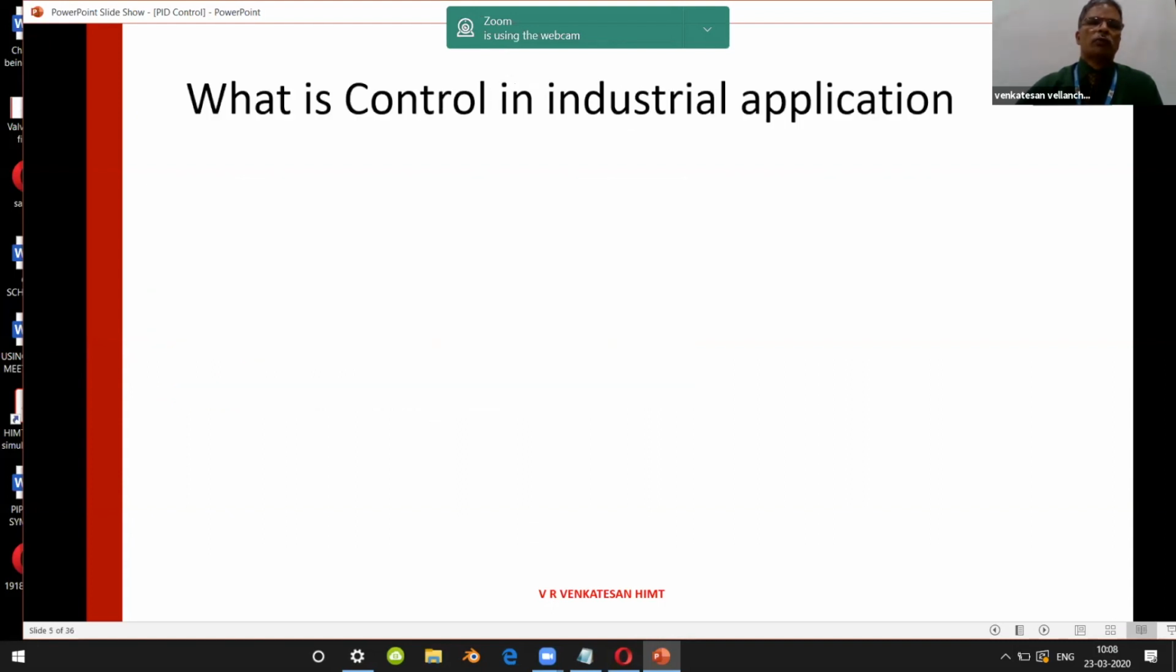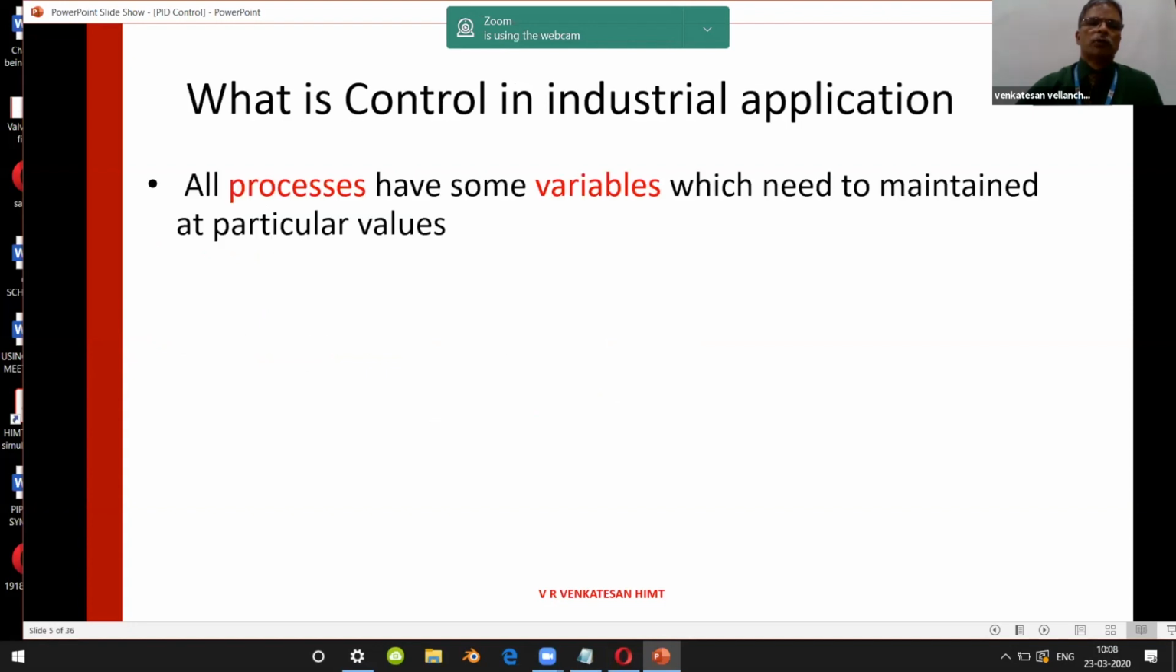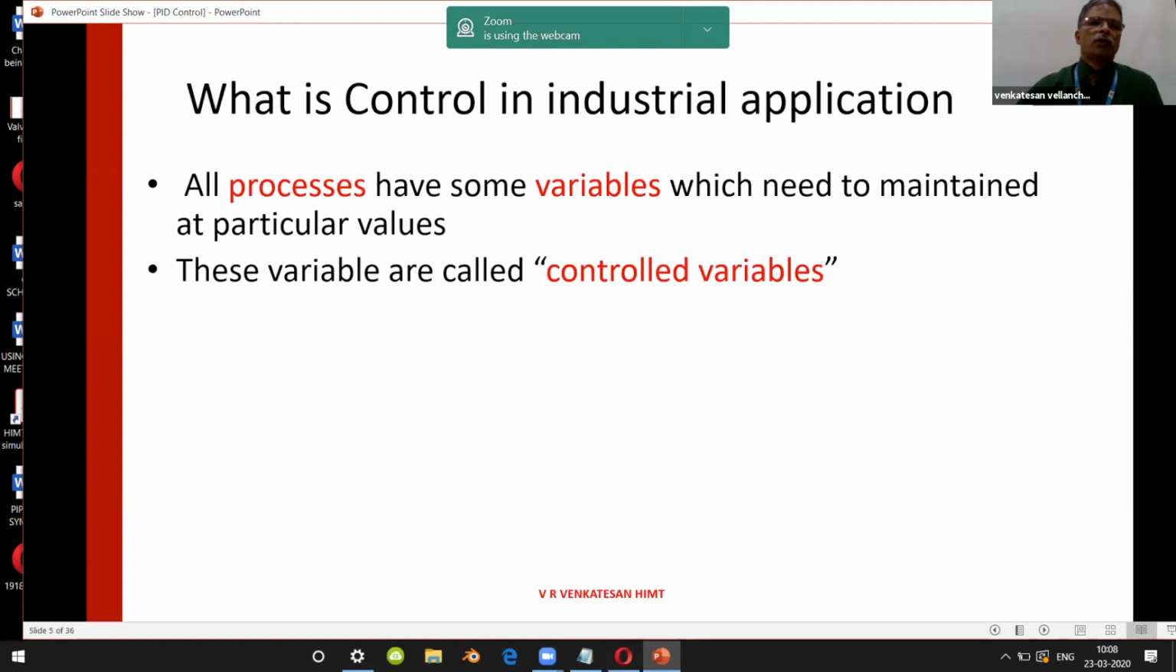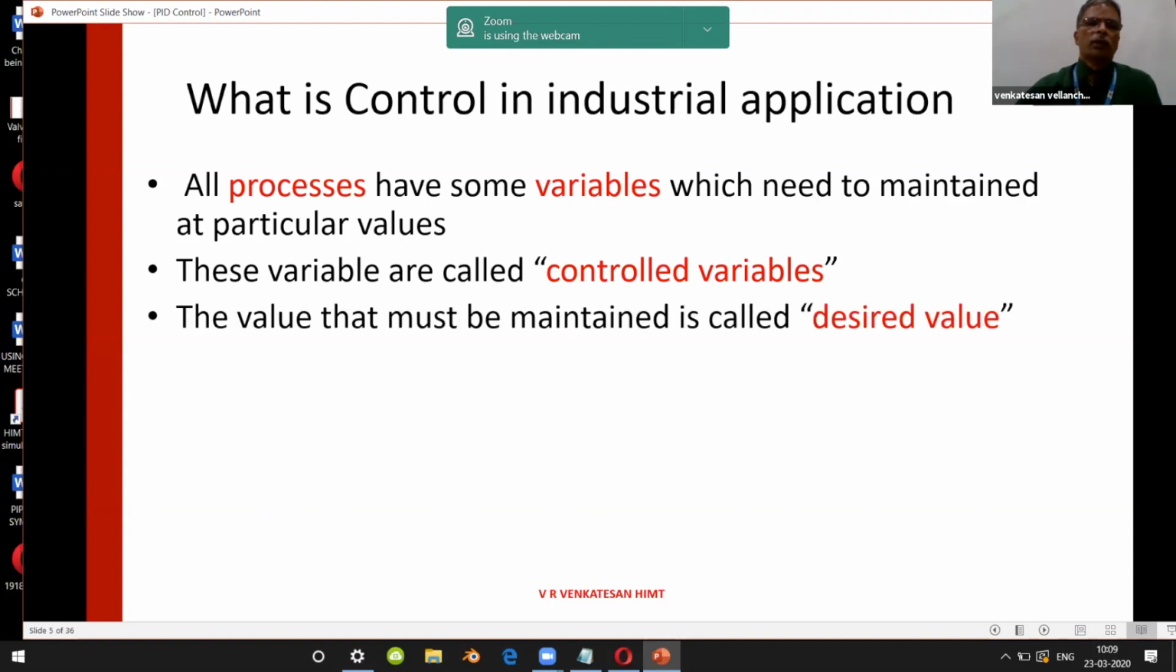Then we look at what is the meaning of control in industrial applications. Simple principle is that every kind of process will have some variable which need to be maintained. And they have to be maintained at particular values. So the variable which needs to be maintained is called control variable. So the word control variable means it requires controlling. It is capable of changing, so we need to control it.